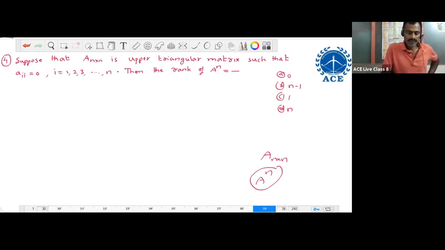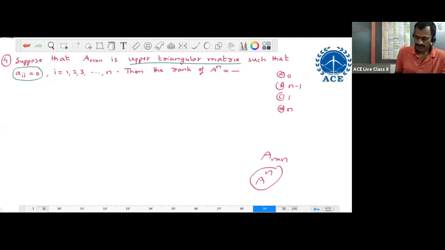The matrix should be upper triangular, and one more condition is a_i equal to 0 for i equal to 1 to n. That is, diagonal elements should be 0 only. First of all, upper triangular means in a square matrix, all the elements below the diagonal are zeros. Such a matrix is called upper triangular. And here the condition is diagonal elements are also 0 only. So we consider a 2 by 2 upper triangular matrix, along with the diagonal elements as 0, and we check it.